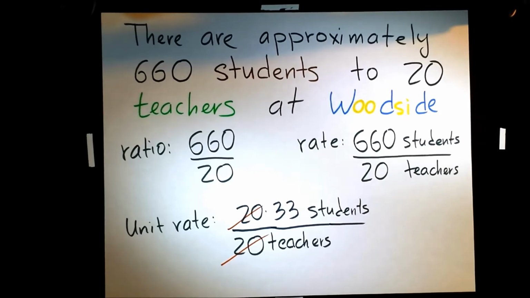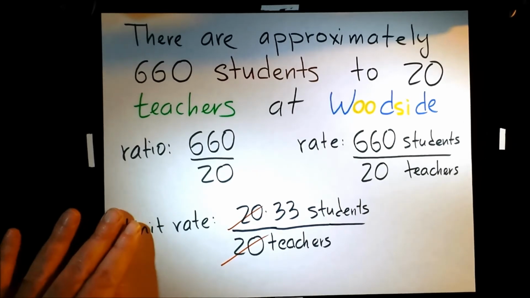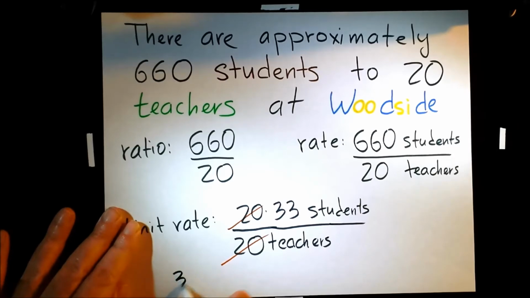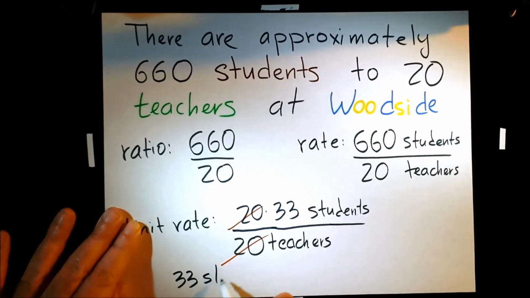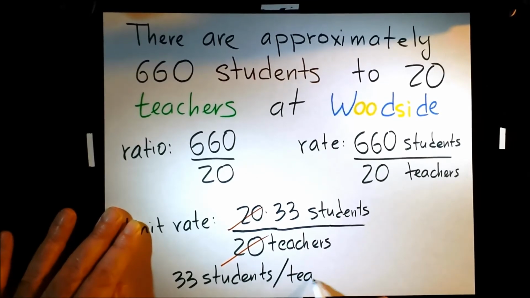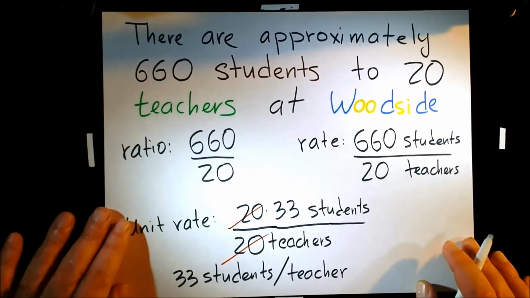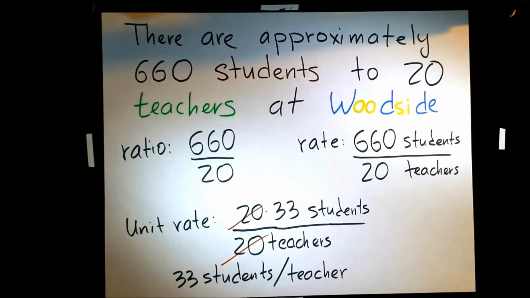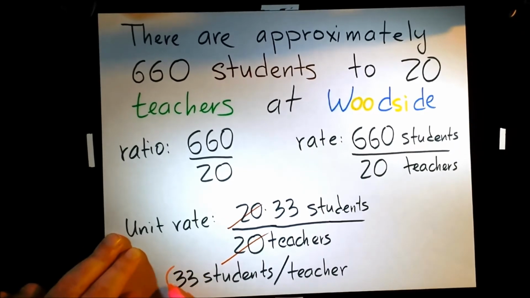So what is my unit rate? My unit rate is 33 students for every teacher. Which is actually the average class size at Woodside. So that's my unit rate. Questions on how we got that?